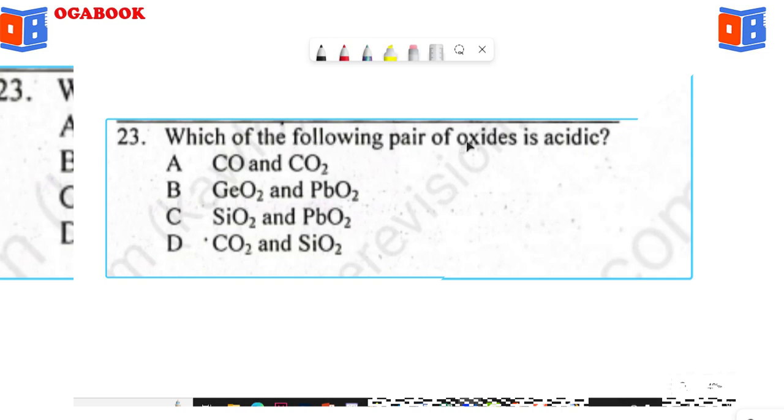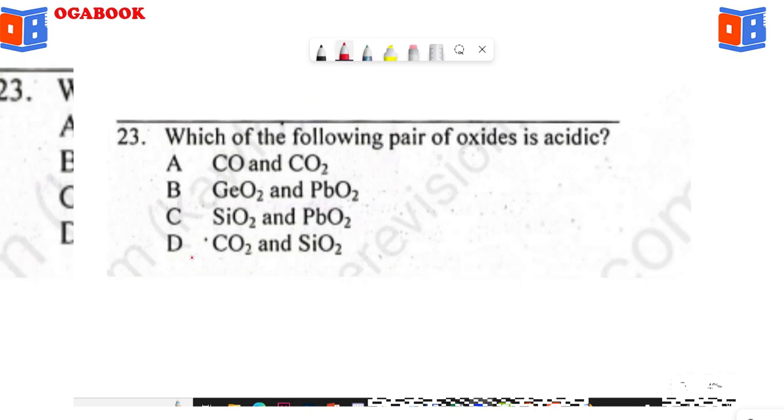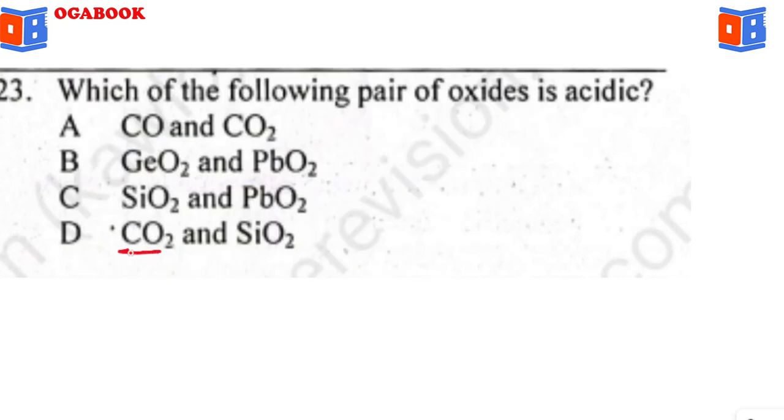Question 23. Which of the following pair of oxides is acidic? So all the oxides given are group 4 oxides. The only pair that is acidic is carbon dioxide and silicon dioxide pair. So it's only D that contains the 2 oxides being acidic. Carbon monoxide is neutral, germanium oxide is basic, and lead oxide is amphoteric. So the only pair with acid is D.